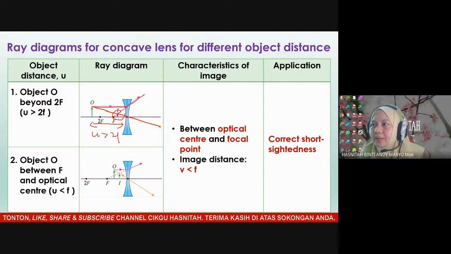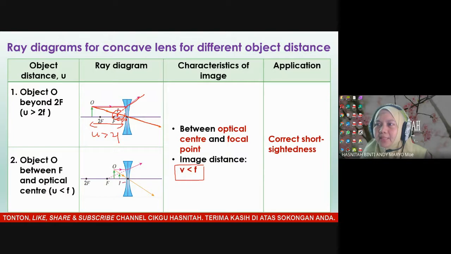And this is the image distance. The image distance is less than F, less than the focal length.